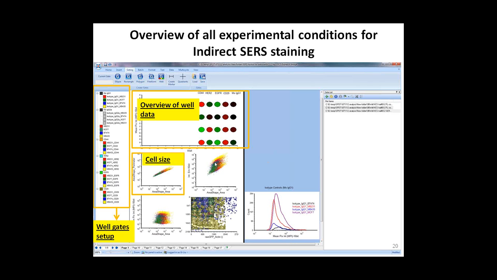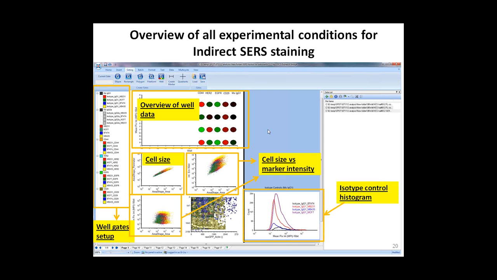And like what we do in flow, we can look at the cell size if we plot the cell area versus perimeter. And similarly, we can also visualize the cells versus the marker intensity or the expression with two different parameters, integrated emission or the mean pixel intensity. And for the first experiment, we also want to see if there are any differences in terms of our isotype controls. So we're also here to visualize the isotype controls from different cell lines.